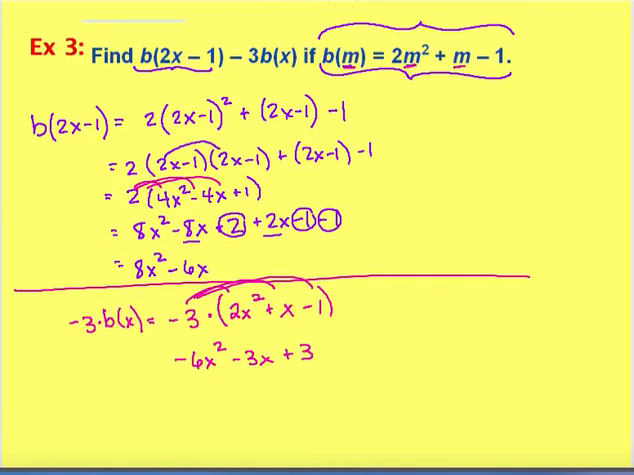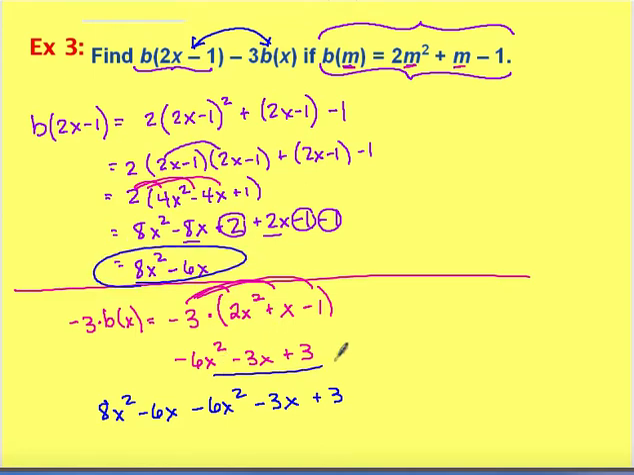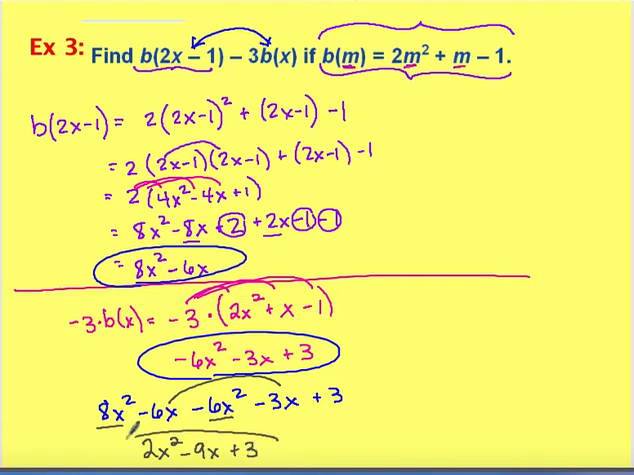Then I'm going to put all of this together down here in the end because remember we had to subtract these two. So I already distributed that negative 3, so I'll just collect my like terms. I'm going to have 8x squared minus 6x minus 6x squared minus 3x plus 3. I'm just taking these two and putting them together now. With a collection of like terms, that's going to give me 2x squared. These two linear terms will give me negative 9x, and I will end up with just a constant of positive 3.